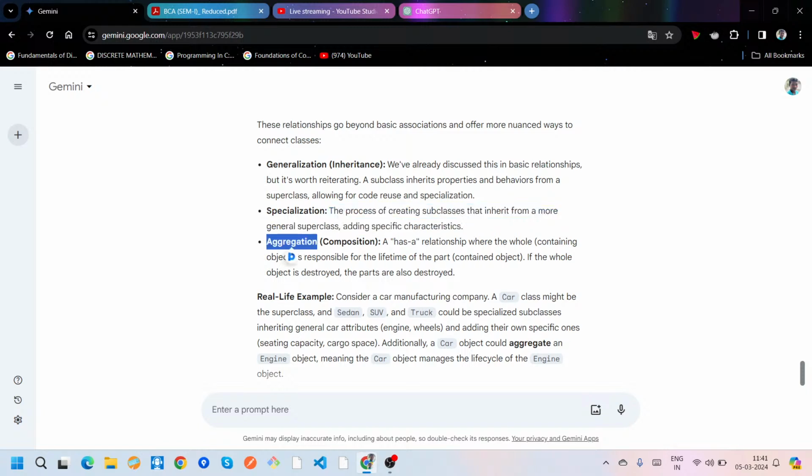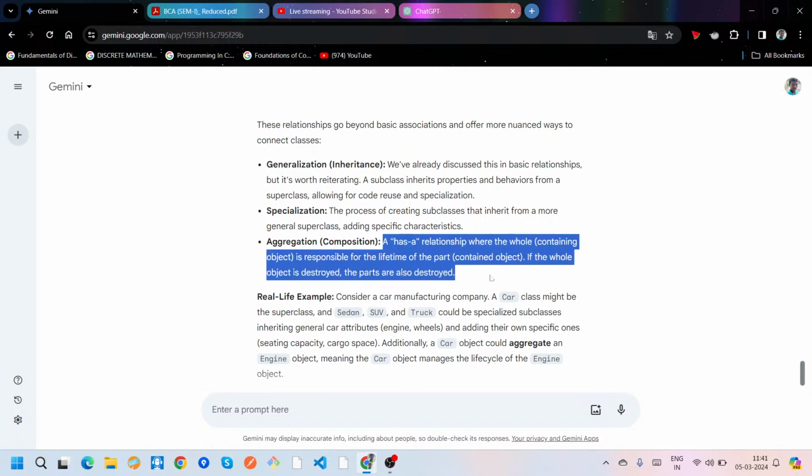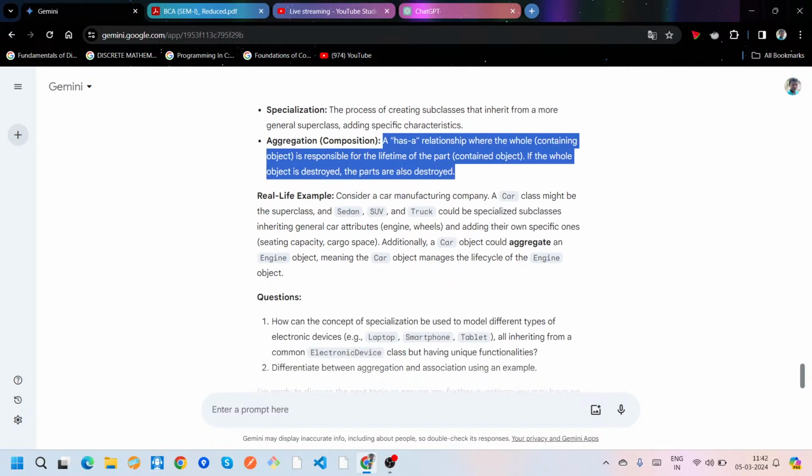Then aggregation. Aggregation, or composition as the alternative word. So what is aggregation or composition? It means a has-a relationship where the whole, meaning the containing object, is responsible for the lifetime of the contained part object. If the whole object is destroyed, the parts are also destroyed.